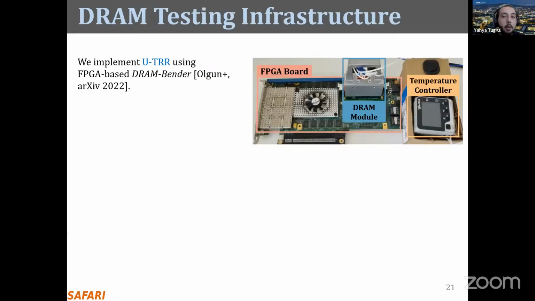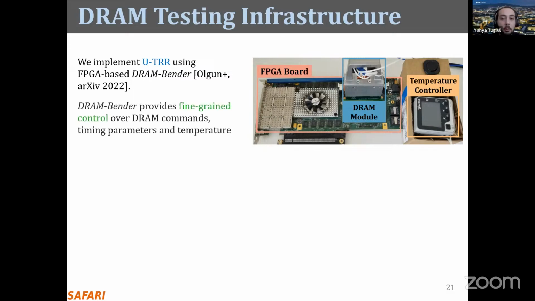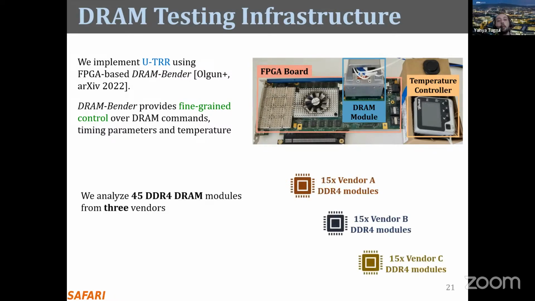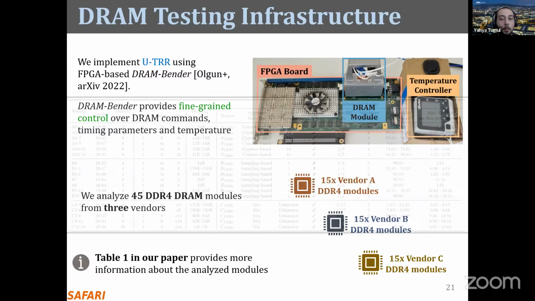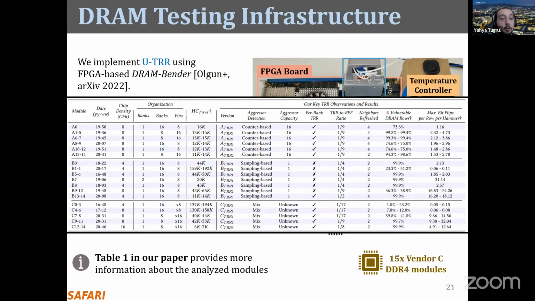To implement U-TRR, we conducted real DRAM experiments. We used DRAM Bender, an FPGA-based DRAM testing infrastructure. We use DRAM Bender because it provides fine-grained control over DRAM commands, timing parameters, and temperature. In our study, we studied 15 DDR4 DRAM modules from each of the 3 major DRAM vendors. And in the paper, we have a table that provides detailed information about the tested modules.